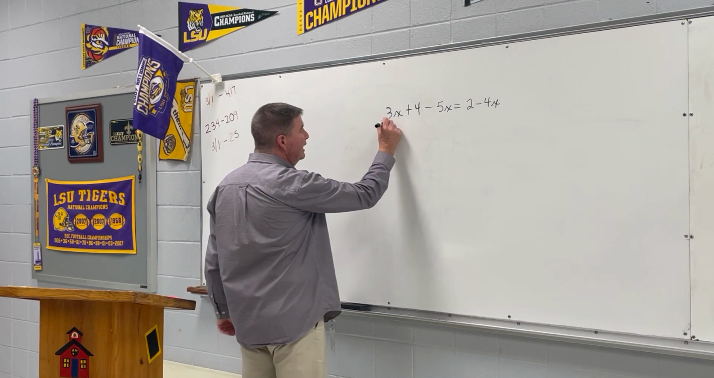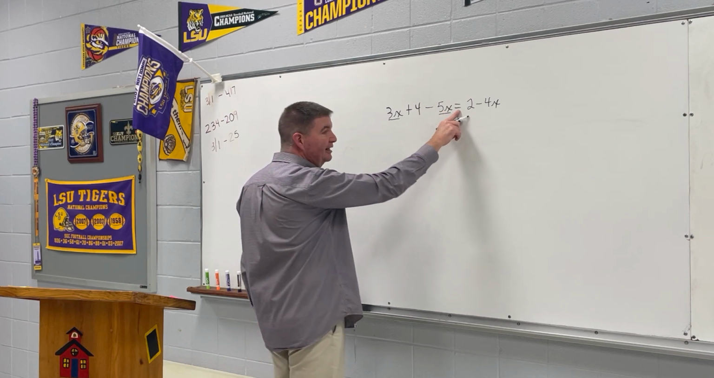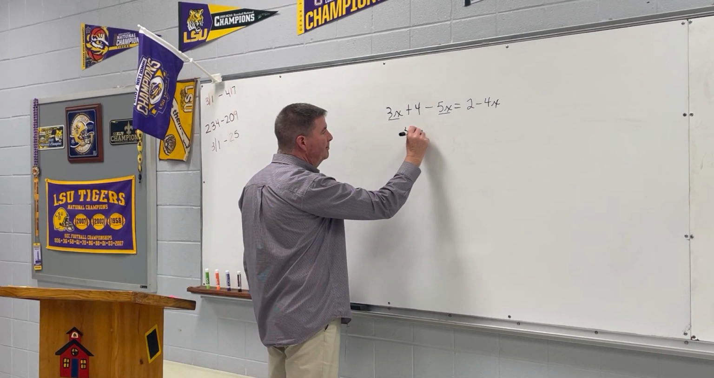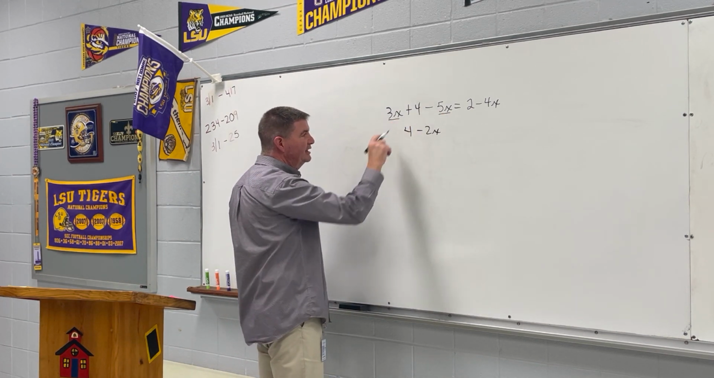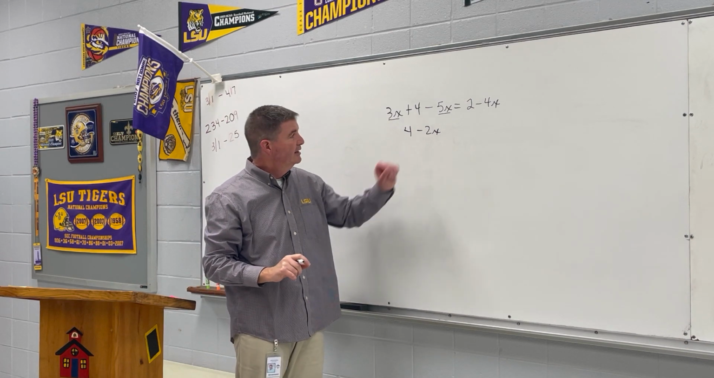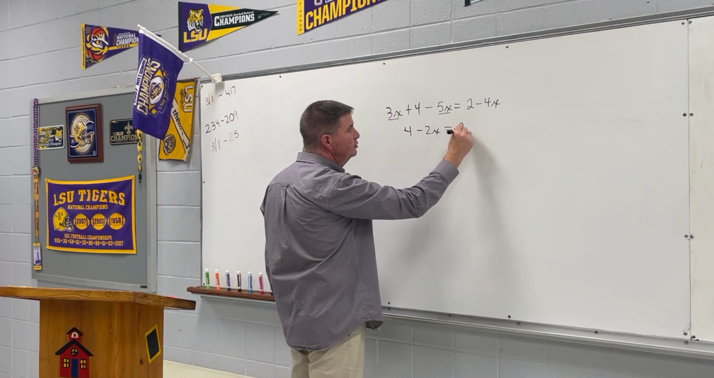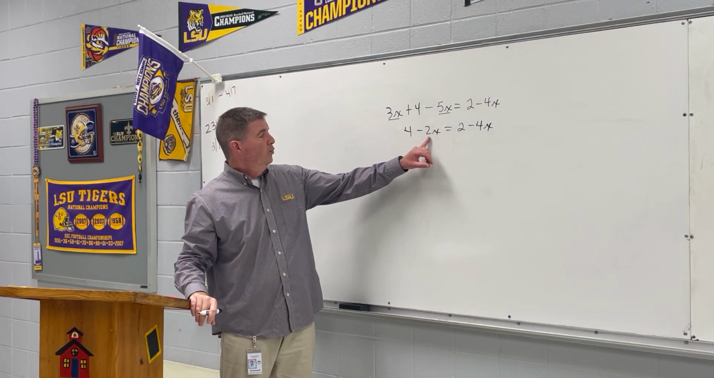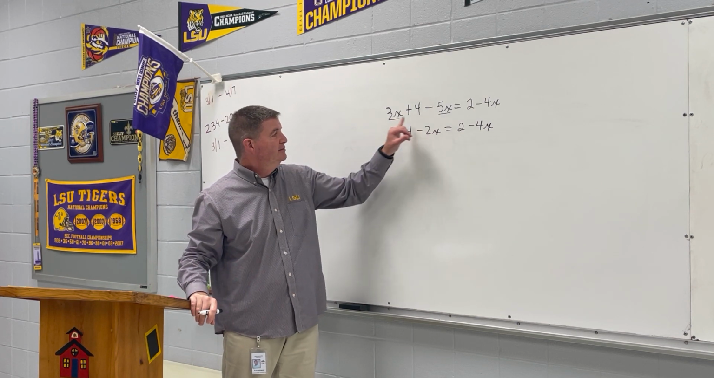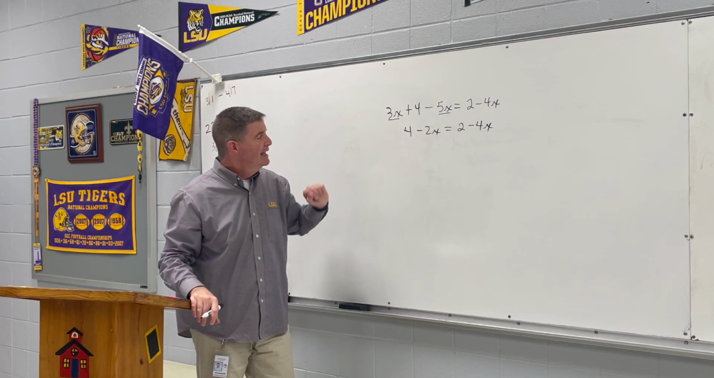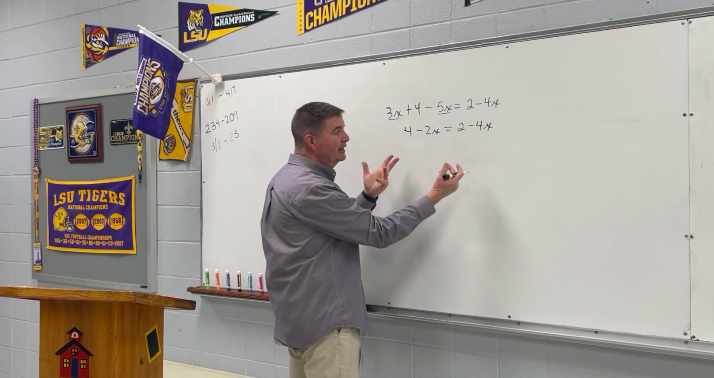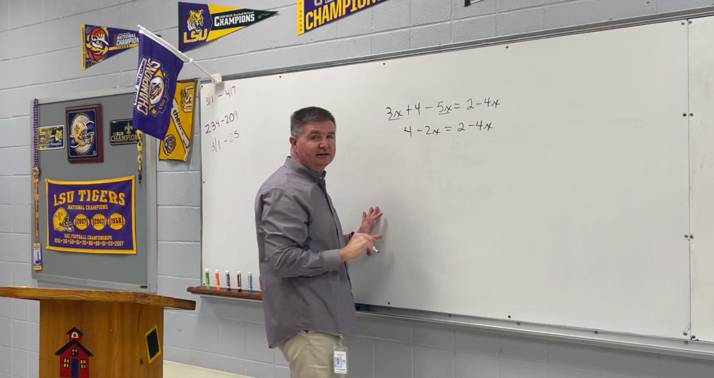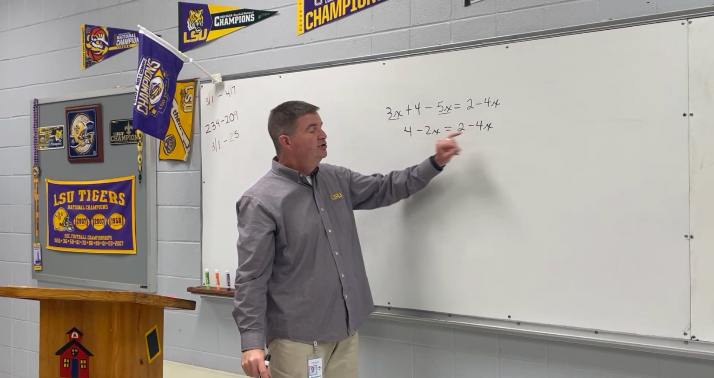So in this one here, I'm going to take these two, since they're both on the left side of the equal sign, and I'm going to combine them. That gives me 4 minus 2x. Negative 5x and plus 3x gives me a negative 2x equals 2 minus 4x. We've combined like terms. That's what we call it, combining like terms. Now we have exactly what we had last problem. We're going to either bring the 2x to the right or bring the 4x to the left. By the way, these are negative 2x and negative 4x.